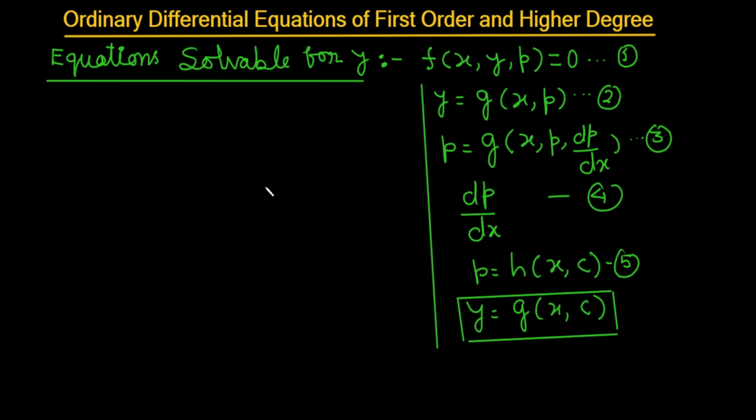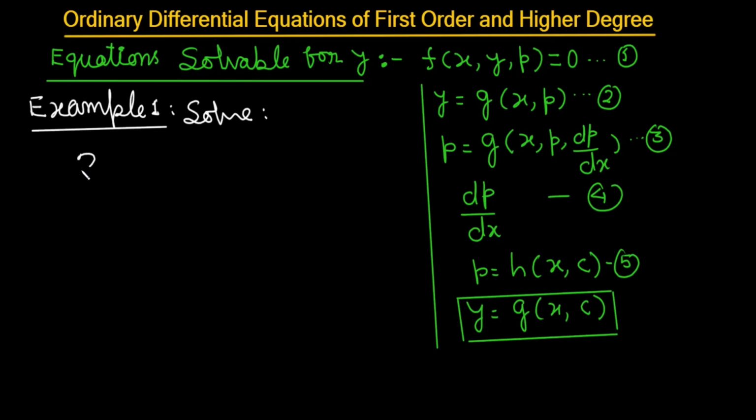So let us take an example to see how to implement these ideas. The first example is we have to solve this differential equation, and the differential equation is 2px plus p raised to the power 4 minus y equals 0. Now this equation involves p raised to the power 4, so this one is a fourth degree first order ordinary differential equation. We may try to solve this using the method.